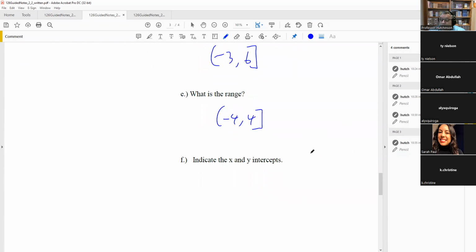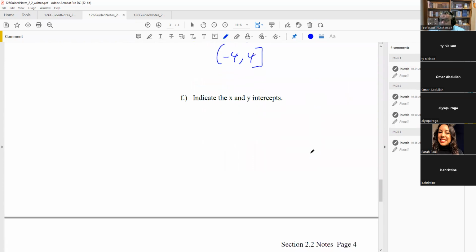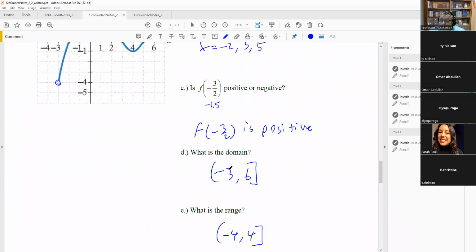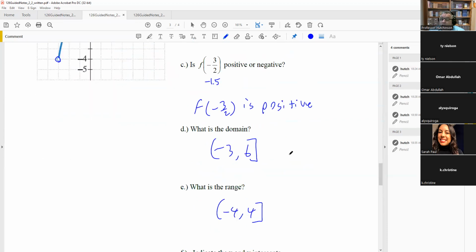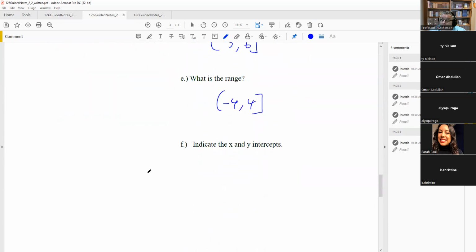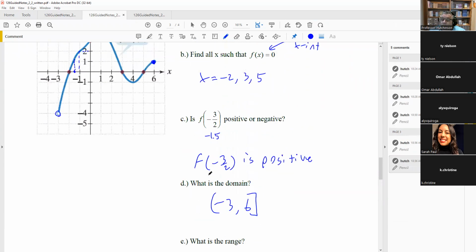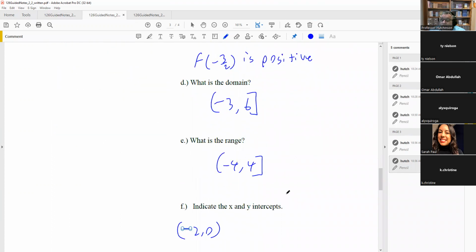The last thing is it says find the x and the y intercepts. Okay, so x and y intercepts, it's really the same thing as part B. It's the same exact points, -2, 3, and 5. The only difference is I'm going to put these in intercept form, which means I'm going to put the -2, 0, 3, 0, 5, 0. Okay, so I'm going to put that down here. -2, 0. We have this point, 3, 0, and 5, 0.